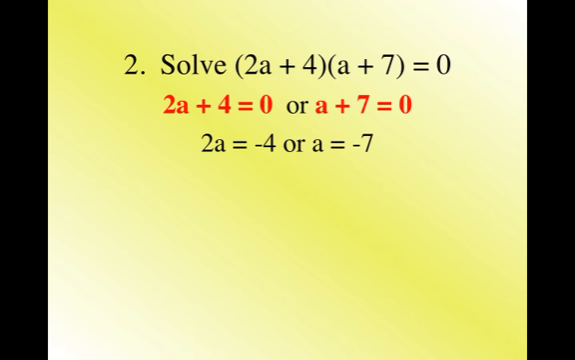Okay, when you solve the equations, you should have a equals -2 or a equals -7. These would be the two values that would make this equation equal to 0.